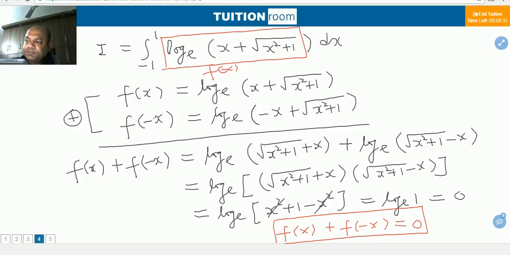we have to find the value of the integral from -1 to 1 of x cube plus mod of x, divided by x square plus 2 mod x plus 1. We are required to find the value of this integral.